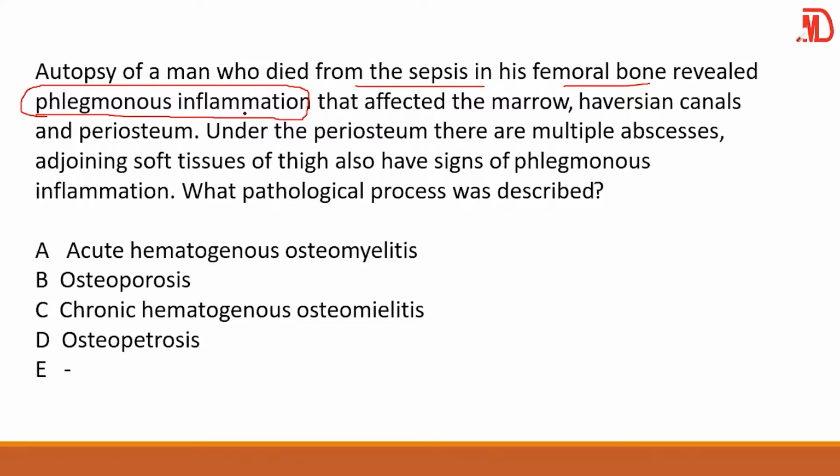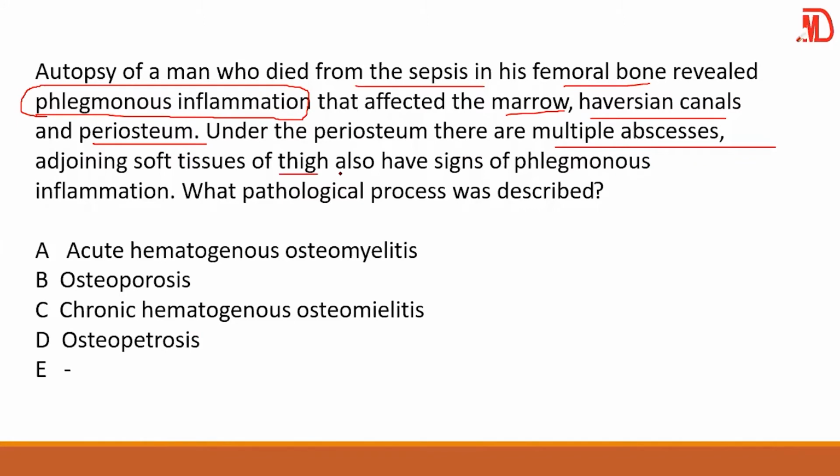Now, so there's phlegmonous inflammation that affected the marrow, the Haversian canals, and then the periosteum. Under the periosteum, there are multiple abscesses.